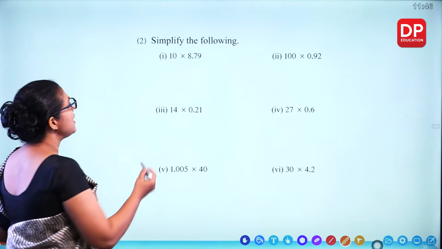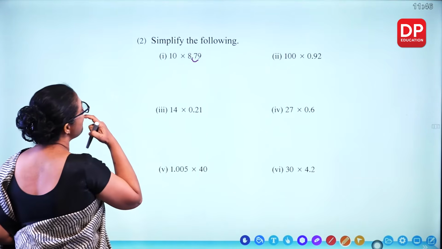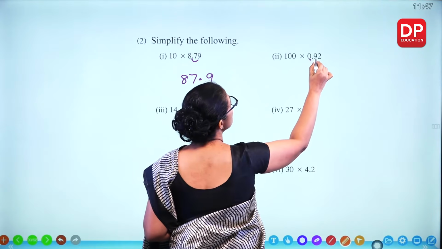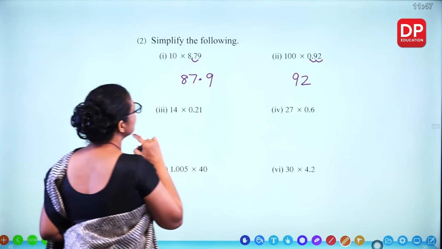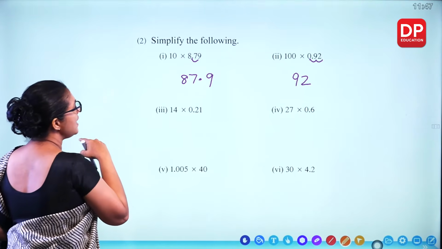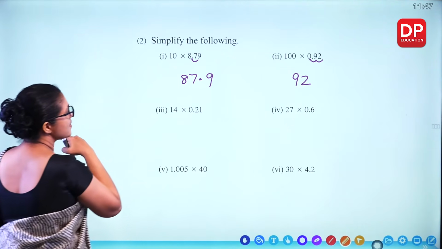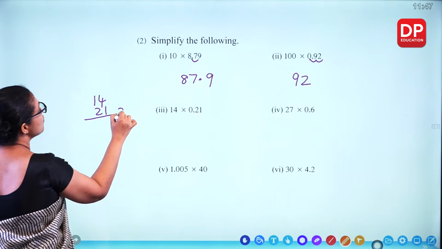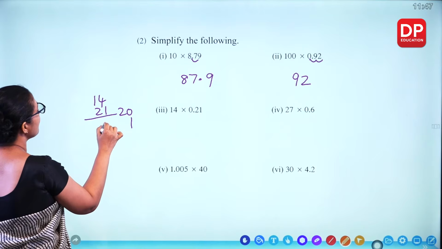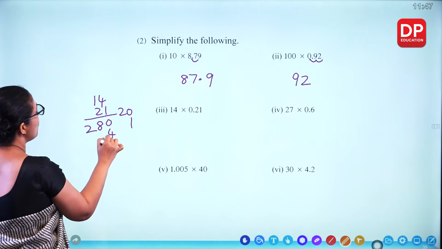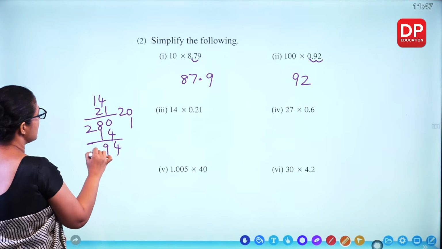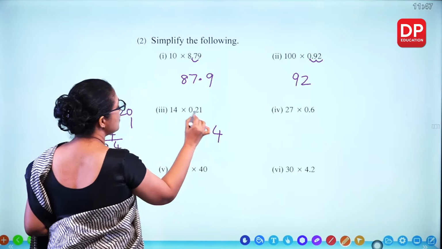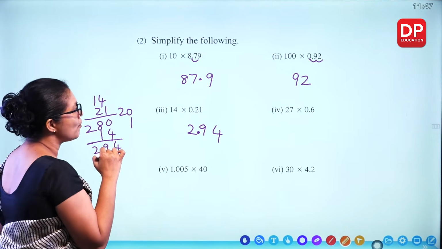So multiply by 10 means move the decimal place one place to the right, 87.9. Here 2 places to the right, 92. Here multiply by 14 and then keep 2 places. So 14 and 21 multiplication, 20 and 1. 8, 2, 4, 1. So you get 294 and keep 2 decimal places, 2.94.